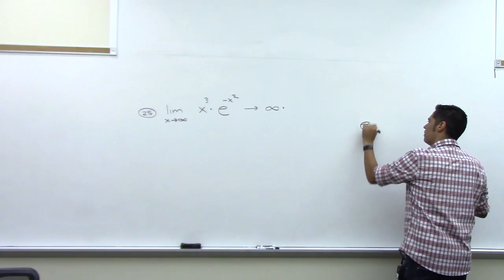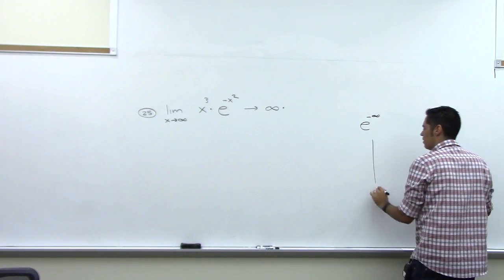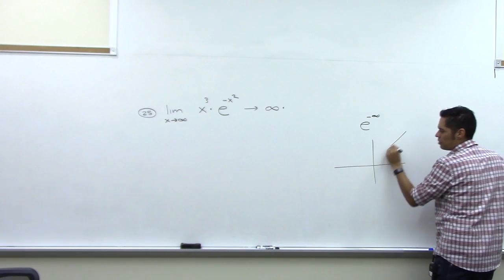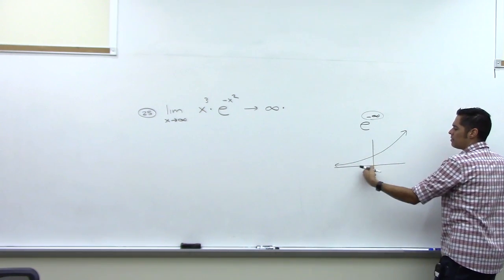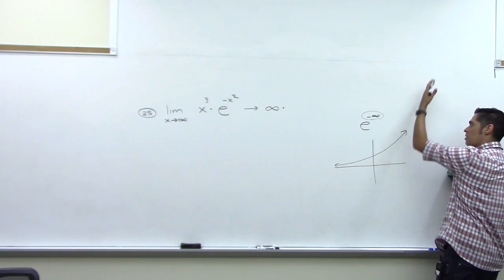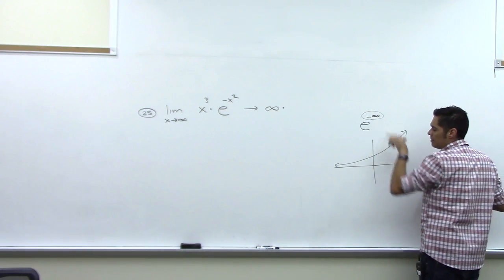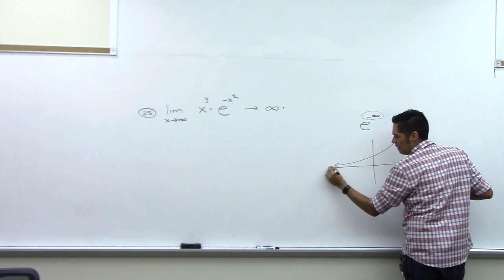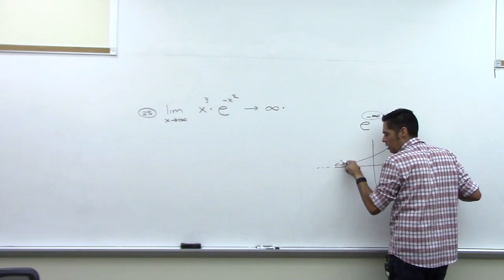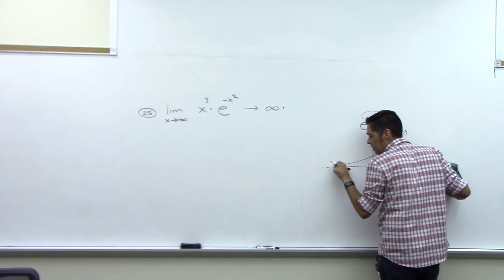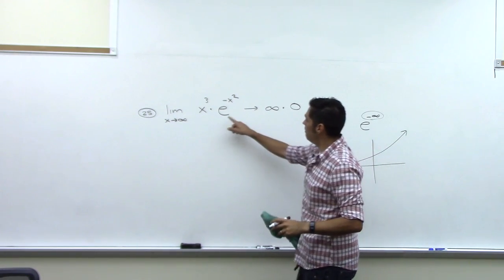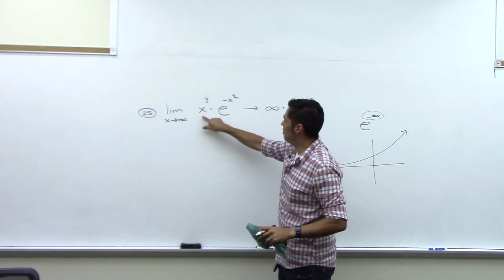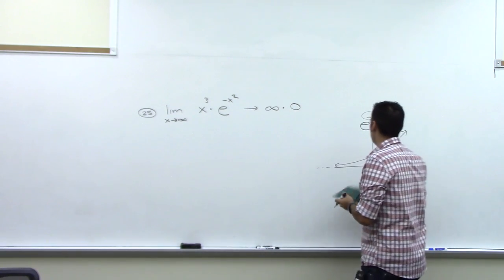E to the negative infinity. What that really means is look at your e function and don't head out to positive infinity and tell me it's going up forever. You need to head to negative infinity, so you need to head this way. You can see that the function approaches 0 asymptotically. So it's getting closer and closer to 0. So this is headed towards 0. This is headed towards infinity. So we have infinity times 0 again.